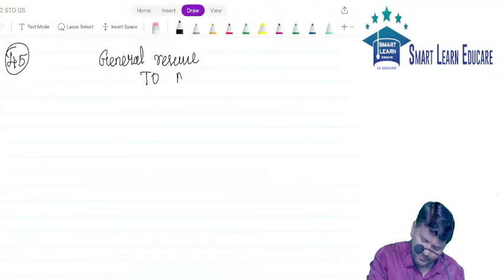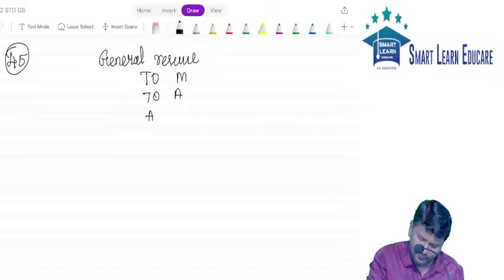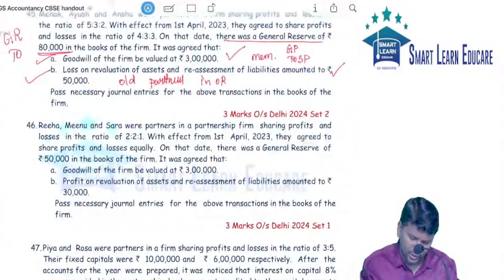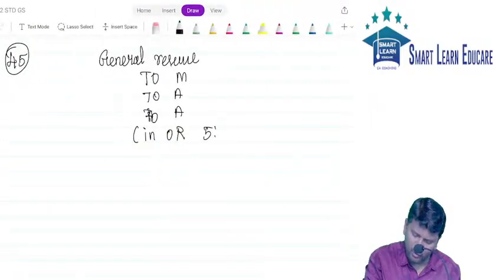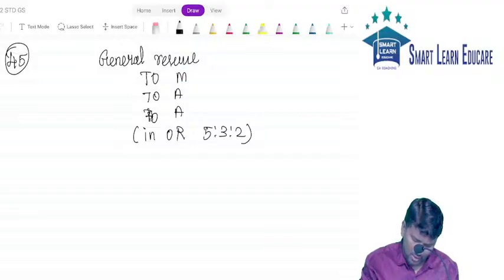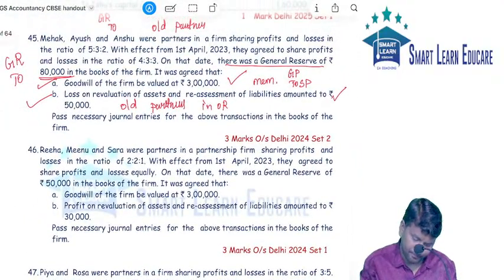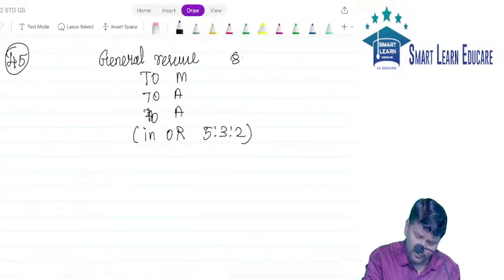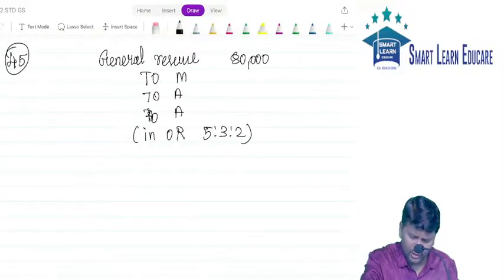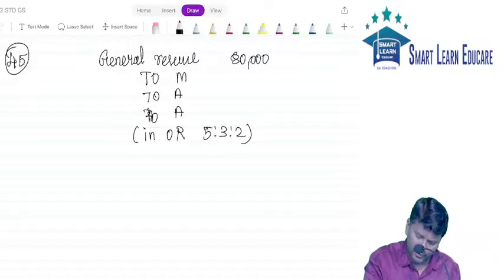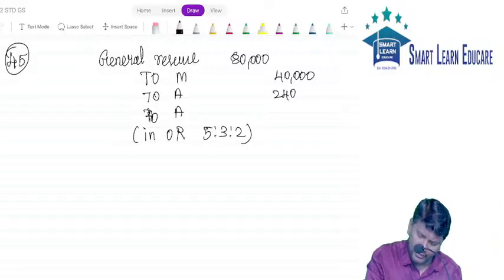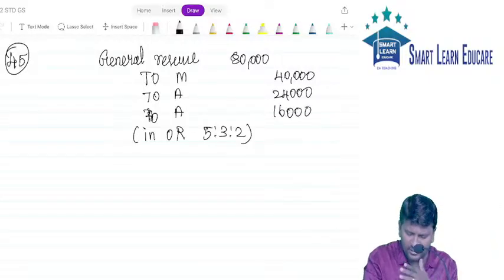Who are the old partners? M, A, A. In what ratio? In old ratio. What is the old ratio in the question? 5:3:2. Remember, general reserve should be transferred to old partners in old ratio. What is the amount of reserve given in the question? 80,000. We should share 80,000 in 5:3:2: 8,000 into 5 is 40,000, 8,000 into 3 is 24,000, 8,000 into 2 is 16,000. General reserve entry over.